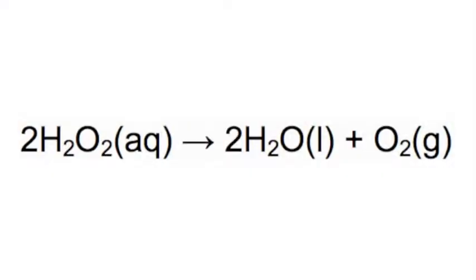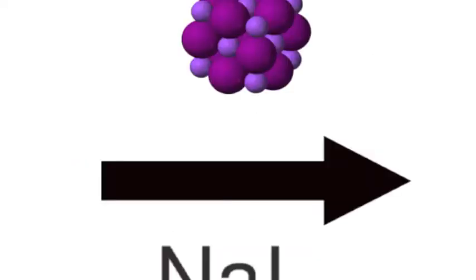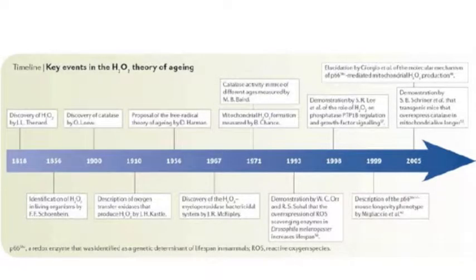This is the overall reaction. It is exothermic, meaning that heat is released during the reaction. In the reaction, two hydrogen peroxide molecules decompose with the help of a sodium iodide catalyst into two water molecules and one oxygen molecule.